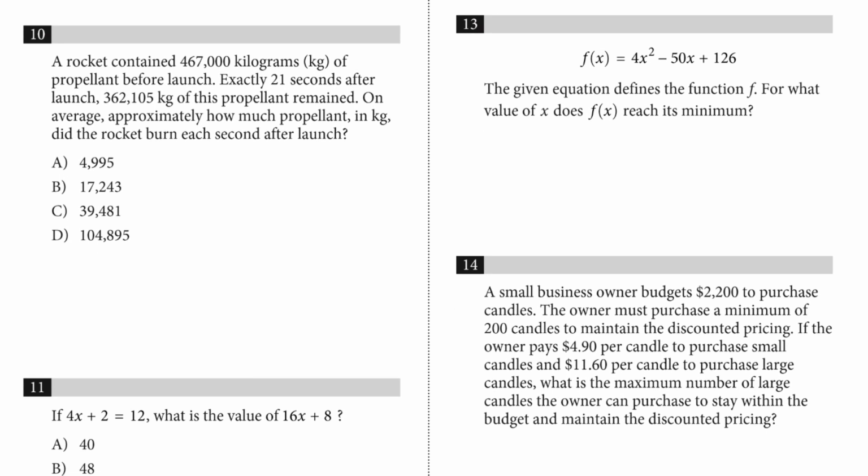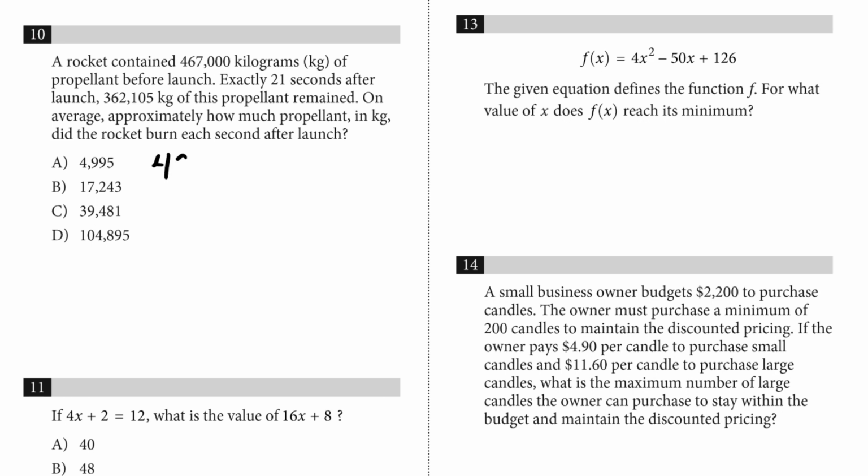Number 10. A rocket contained 467,000 kilograms of propellant before launch. Exactly 21 seconds after launch, 362,105 kilograms of the propellant remained. On average, approximately how much propellant in kilograms did the rocket burn each second after launch? So what we need to do is find out how much propellant was used and then divide that by the number of seconds that had elapsed.